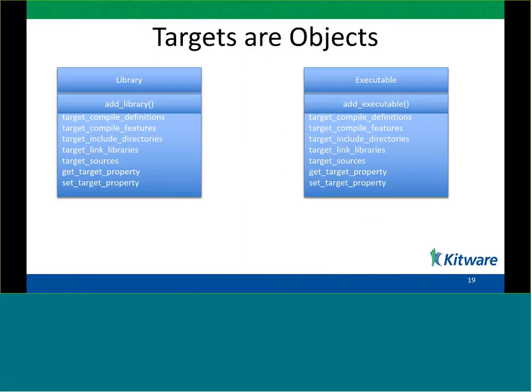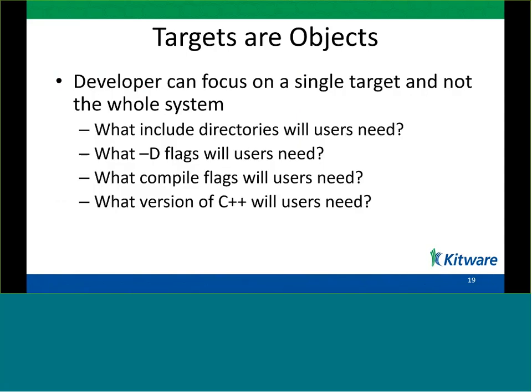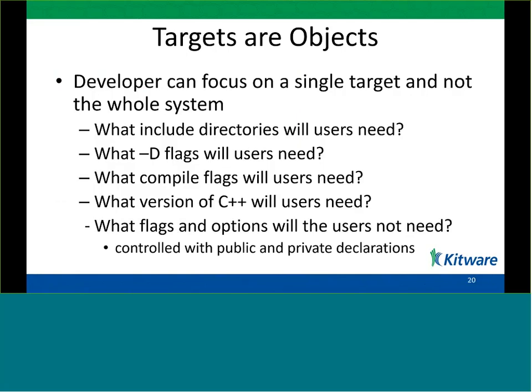The best way to think about modern CMake is that targets are your objects. So you have a library, and the constructor would be an add_library call, and then you can set the compile definitions, compile features. These would be sort of like the member functions on your object, and the same thing for an executable. And then the actual properties themselves would be the member variables. But the idea is that you encapsulate this in the target. So the developer only needs to focus on the single target and not the whole system.